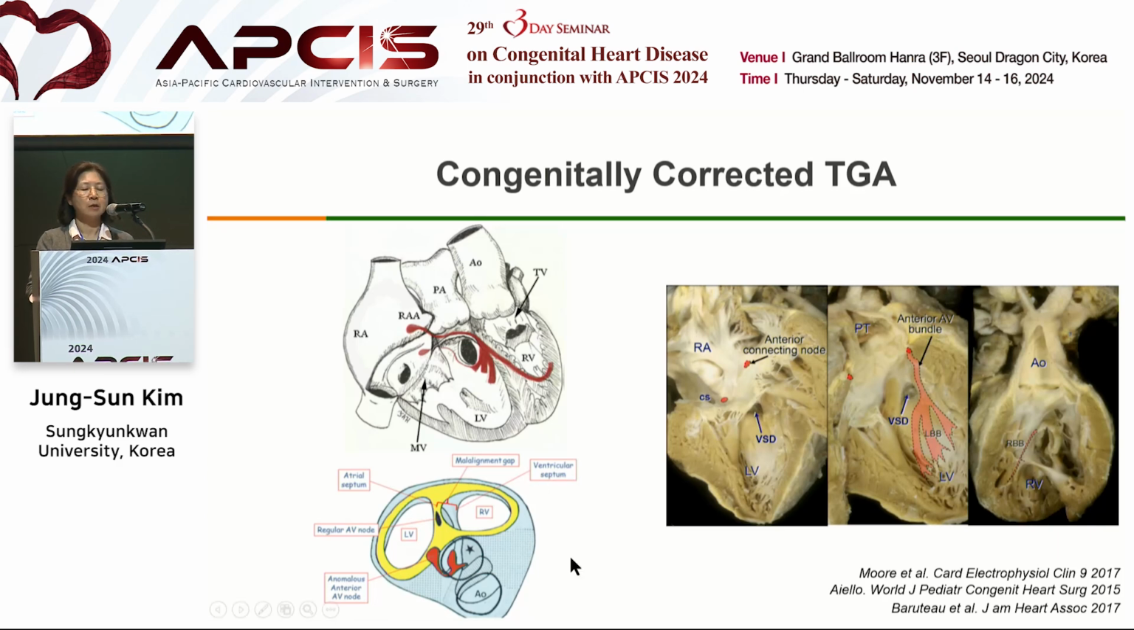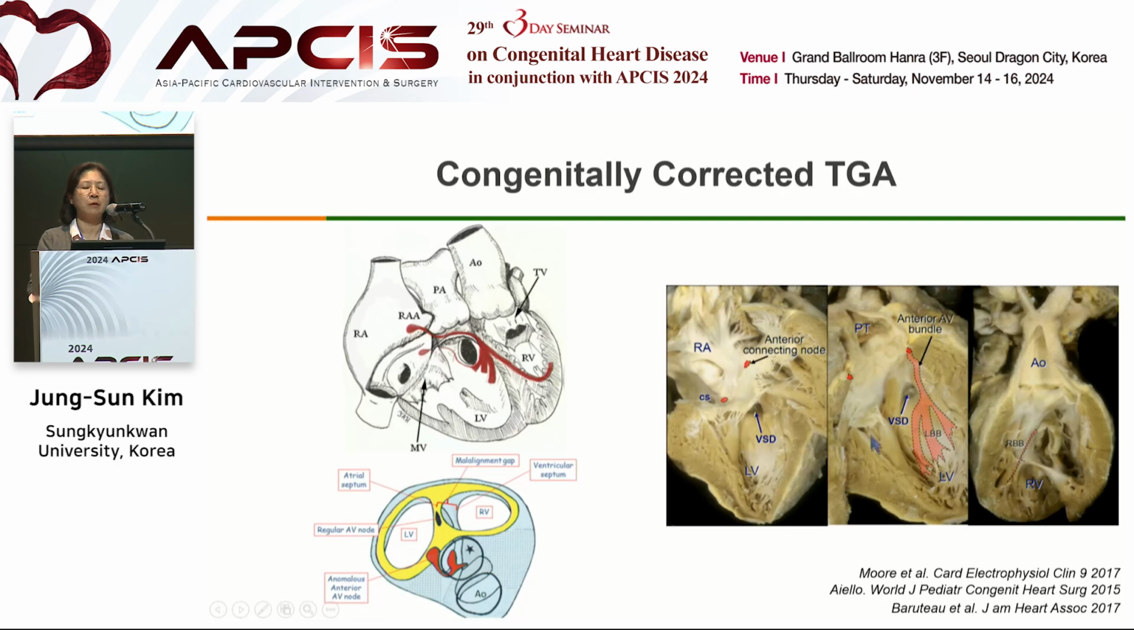In this case, the ventricular septum is malaligned to the atrial septum, so the regular AV node cannot connect to the ventricular septum. Instead, an abnormal anterior node can be connected to the atrioventricular bundle, but this one runs anterior and superior to the pulmonary mitral valve.